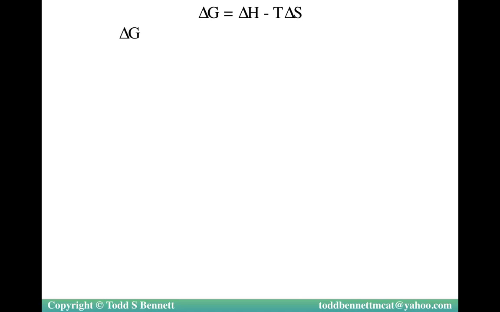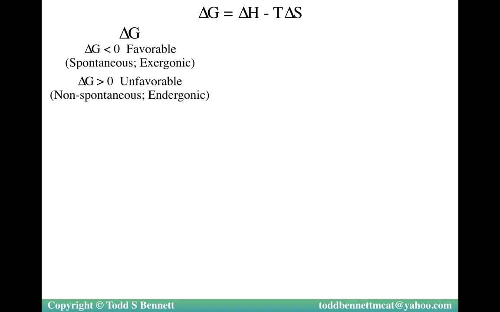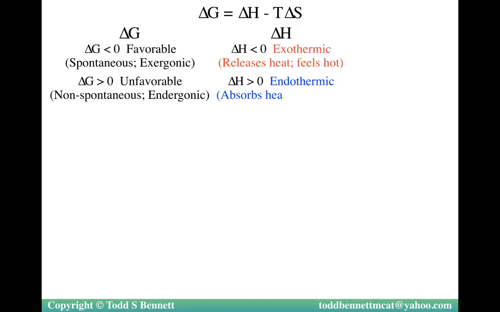And that is delta G, your free energy change. The terminology: negative is favorable, also known as exergonic and spontaneous. Delta G greater than 0 is unfavorable, non-spontaneous, and endergonic. Delta H is exothermic when it releases heat, and endothermic when it absorbs heat. And then finally, entropy, delta S.